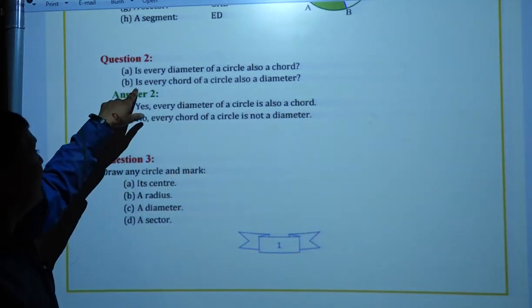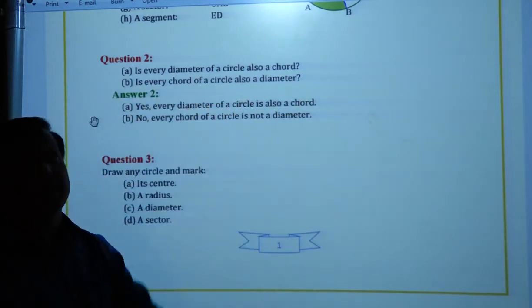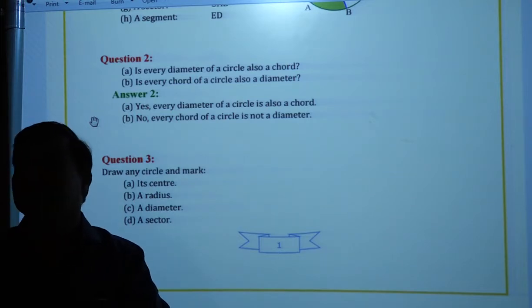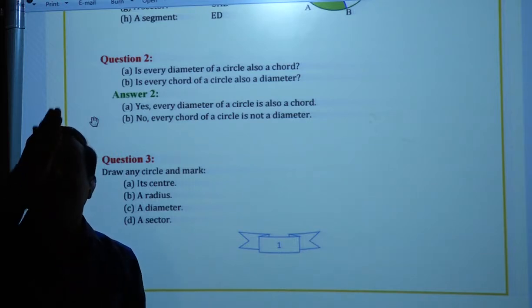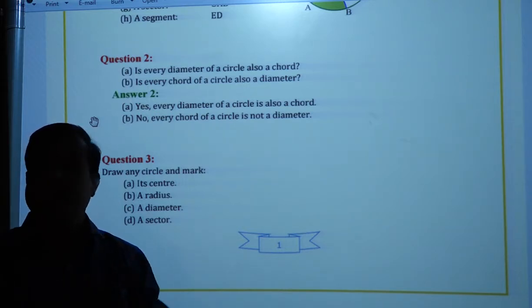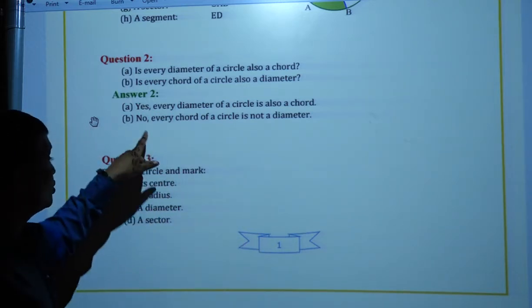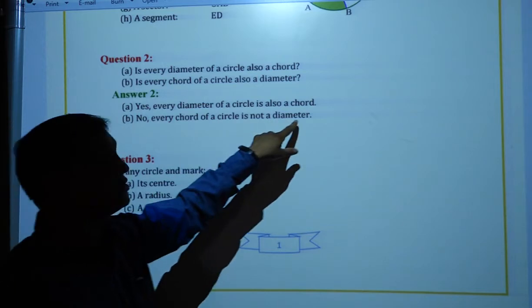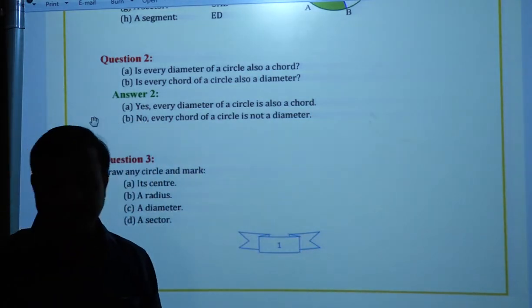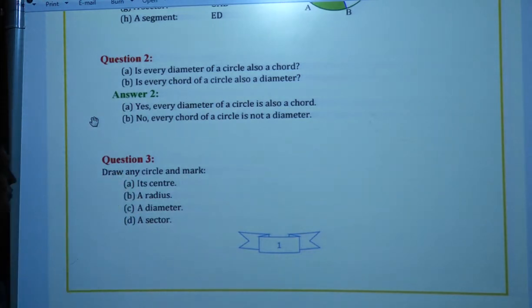Next question. Is every chord of a circle also a diameter? No. Every chord of a circle is not a diameter. Why? Because a diameter passes through the center. You can say diameter is a chord, but not chord is a diameter. So no, every chord of a circle is not a diameter. Okay dear? Now next question.